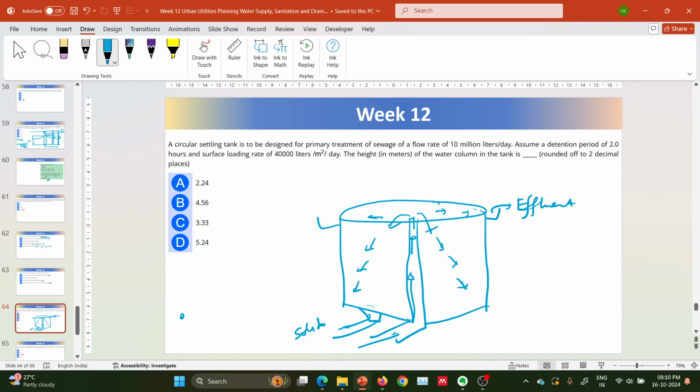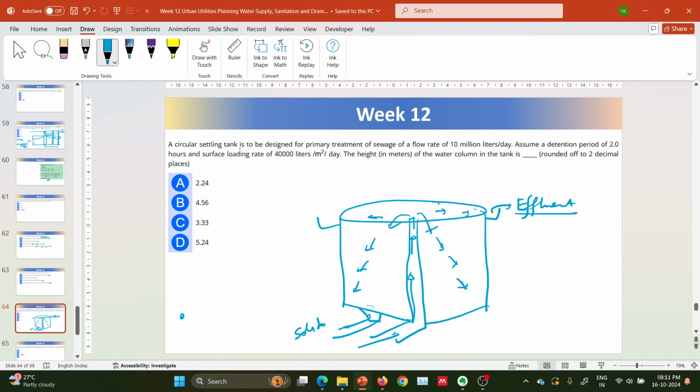Water comes in, goes up, and the particles settle along this trajectory, while the water goes towards the periphery, towards the outlet provided at the perimeter of the clarifier, and the effluent is collected from one end. So this is how a circular settling tank works, and let's understand the question.